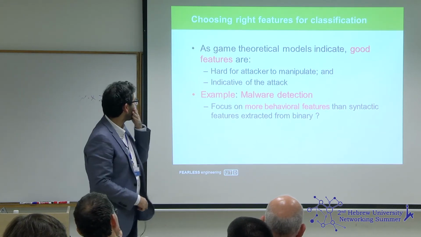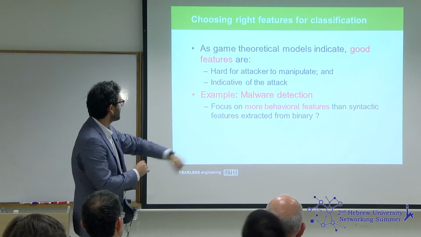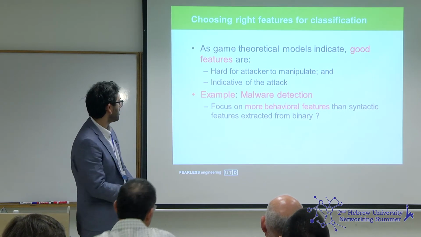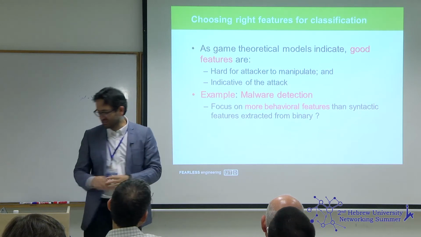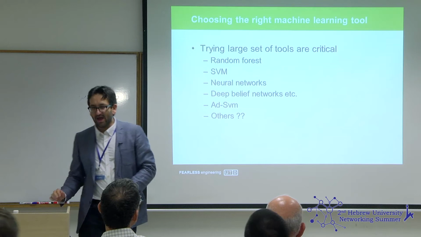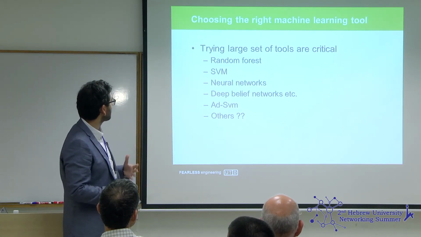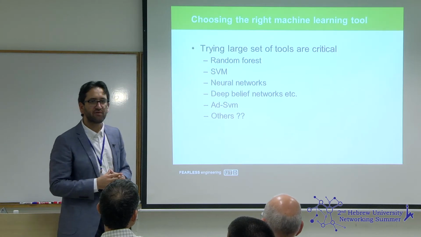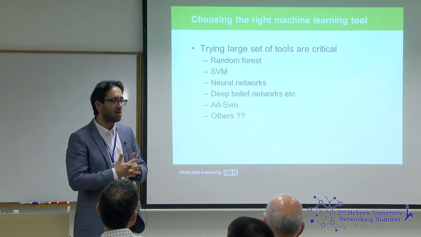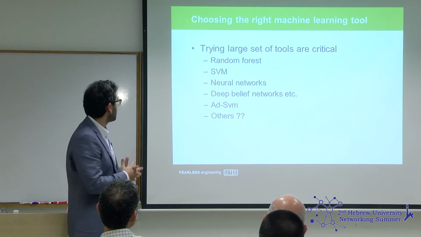So this feature, again, we mentioned this already, is hard for the attacker to manipulate and indicative of attack. Behavioral features were an example in the malware setting. I think you need to maybe try different tools in practice when you're deploying these techniques. One tool is usually not good enough.